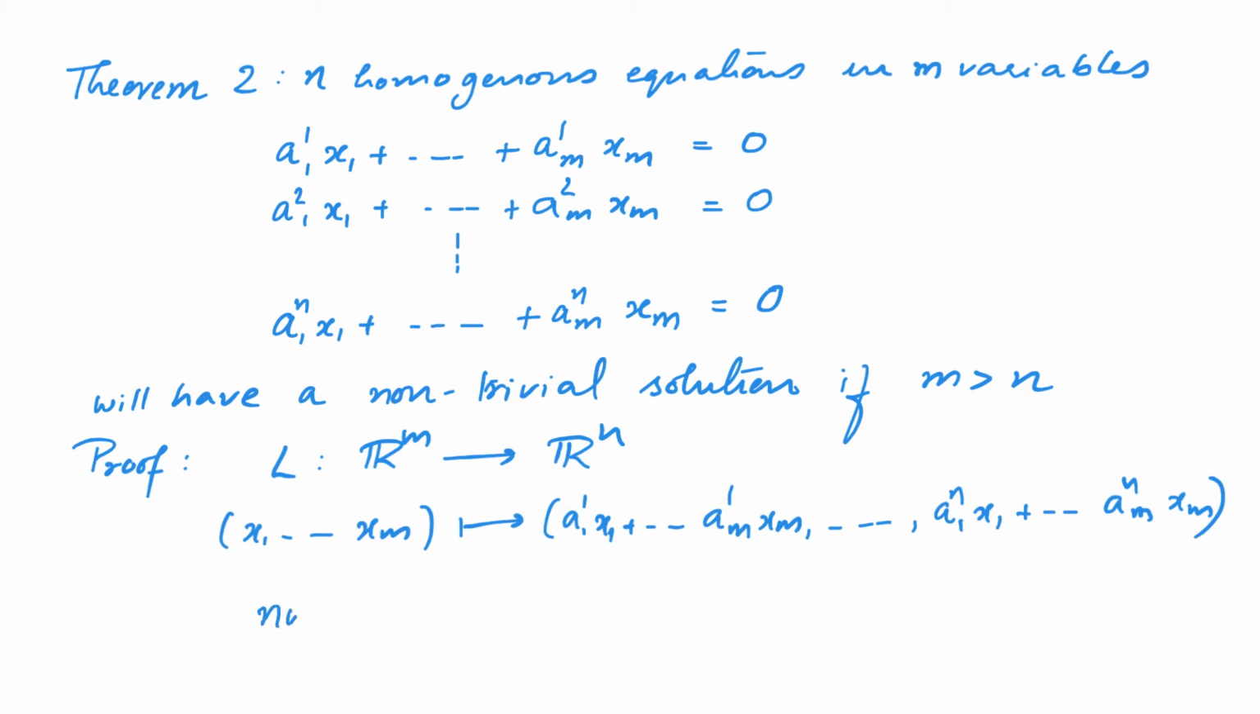And as L is not injective, we know that the null space of L is not equal to the singleton set 0. That means there is a non-zero vector x1, x2, x3, etc. up to xm that belongs to the null space of L. And those xi's form a solution for this system of linear equations. And as not all xi's are 0, this is a non-trivial solution to the system of linear equations. And thus, the proof of the theorem is complete.